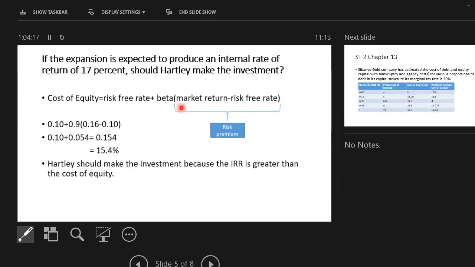And then, so now, remember the question is not done. If you check on top, they say if the expansion is expected to produce an internal rate of return of 17%, should they make the investment? So who still remembers IRR, right? The qualifying criteria or the acceptance criteria of the IRR. Do you still remember? This is capital budgeting.